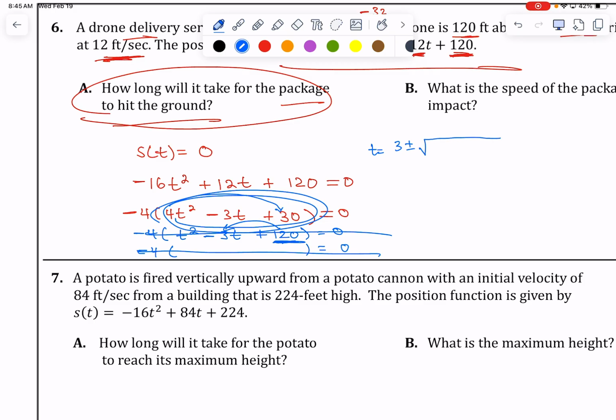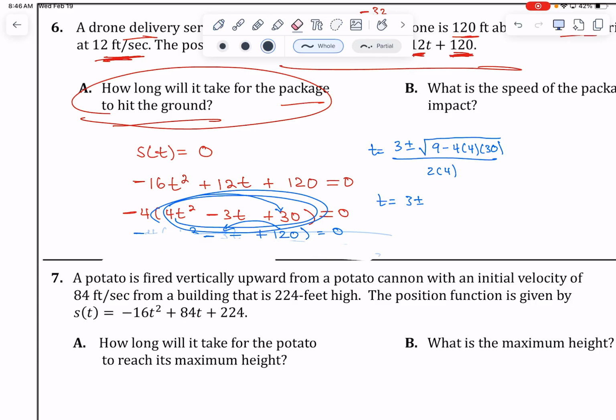Plus or minus the square root of b squared, which is 9, minus 4 times 30, all over 2 times 4. Is that correct? So we get 3 plus or minus, is that right? Oh, wait, I goofed up. Go back. When I factored out a negative 4, that was supposed to be a negative 30.